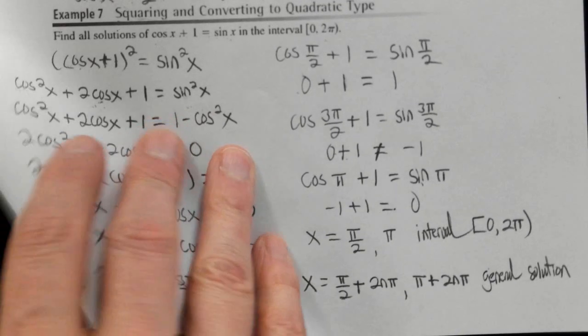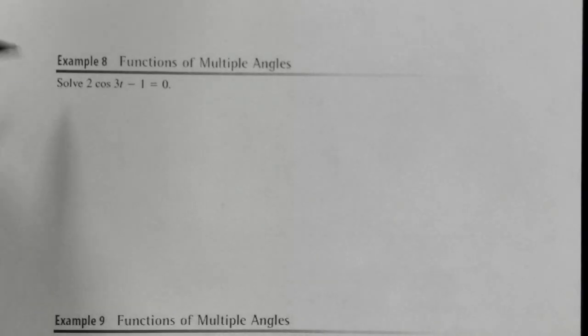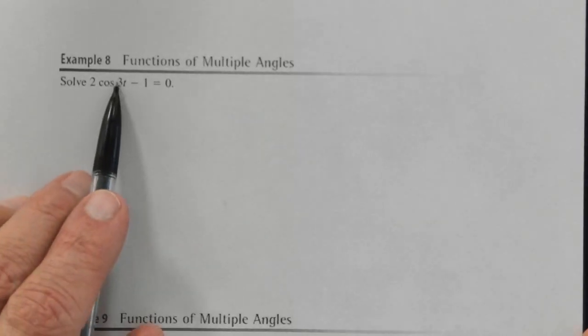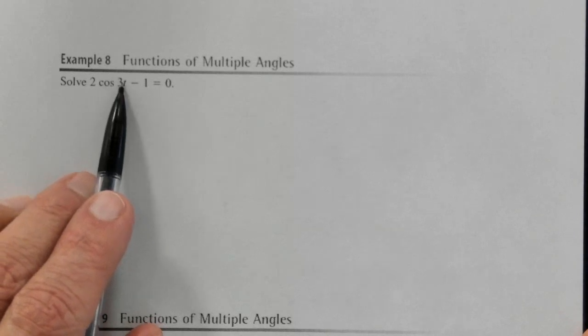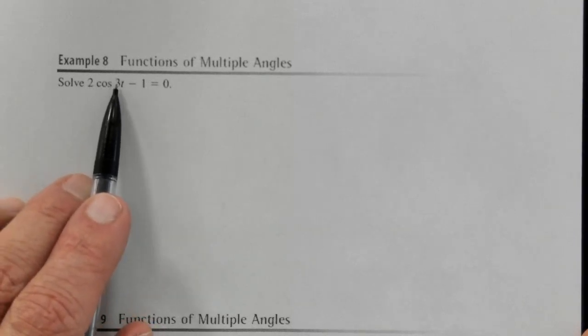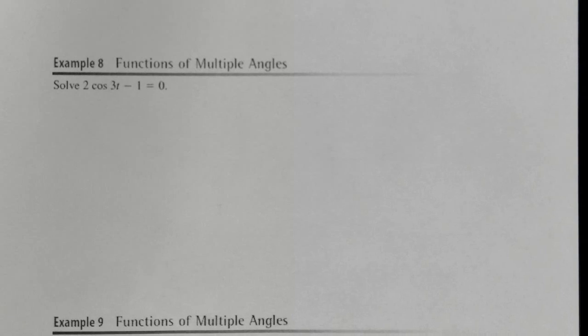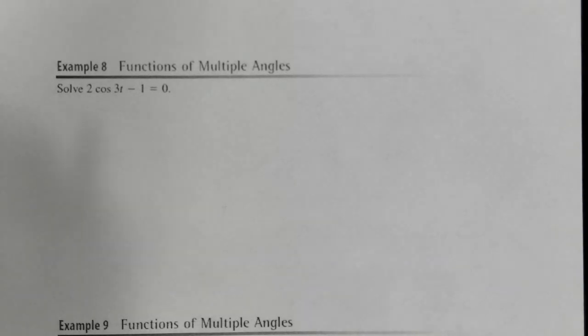What's the next thing that we come to? The next type of equation we come to is one where we don't just have an x or a t inside the cosine function. This is 2 cosine of 3t minus 1 is equal to 0. So this is noted as a multiple angle function. Functions of multiple angle. Let's see how we handle that.